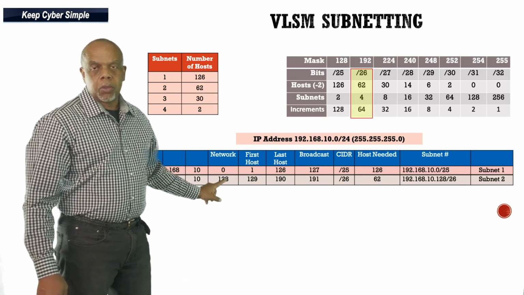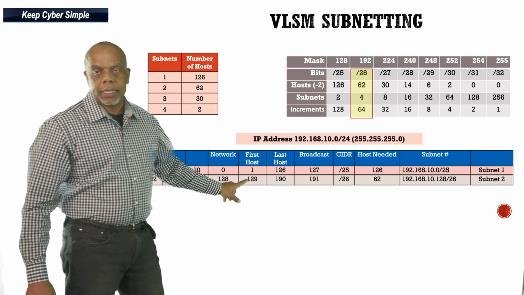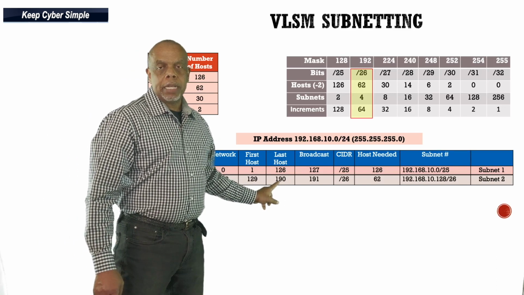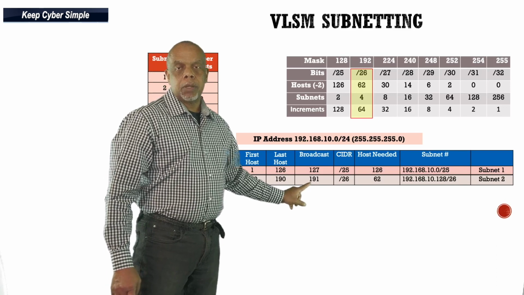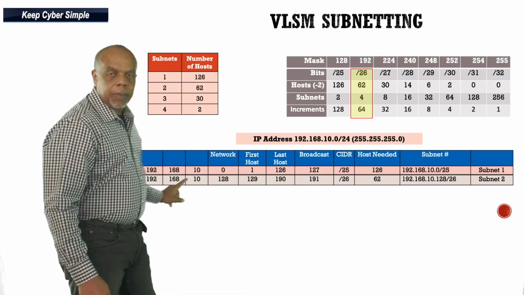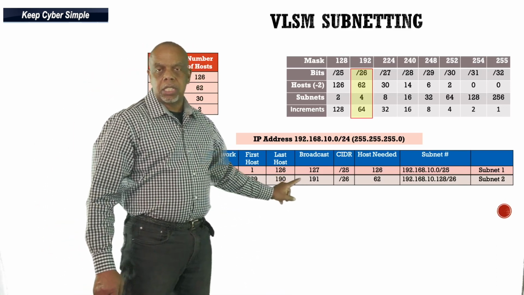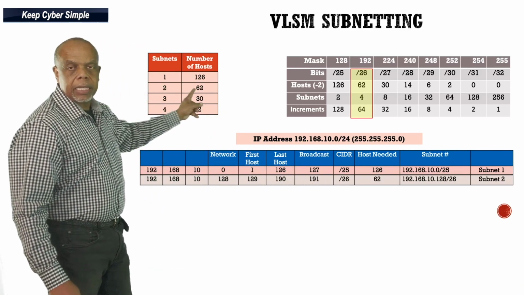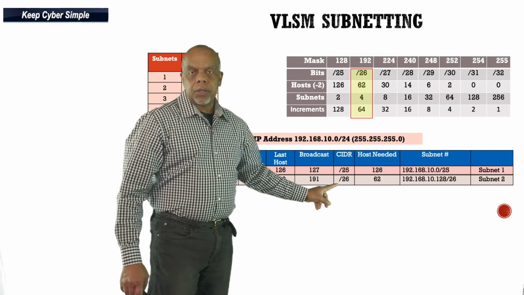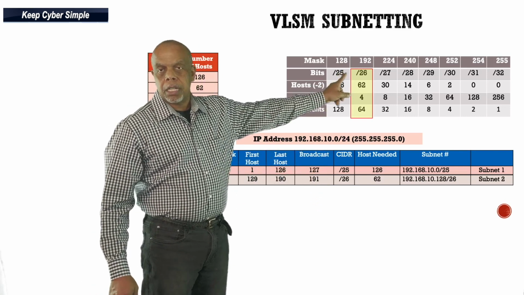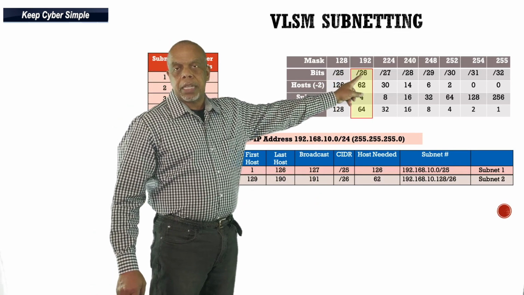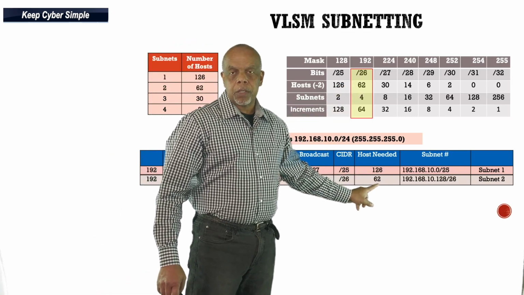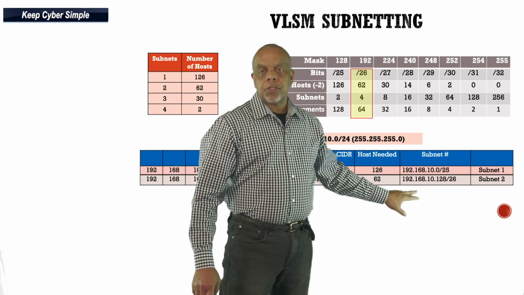So now I'd start at 128. The first assignable is going to be 129. 62 hosts from that is going to give me 190. The broadcast is going to be 191. So that is my second. That's how I get those 62 available IP addresses for this second subnet. CIDR is going to be what? 26 instead of the 25. Now I've basically cut that in half, from 25 to 26. That gives me the number of hosts I needed.